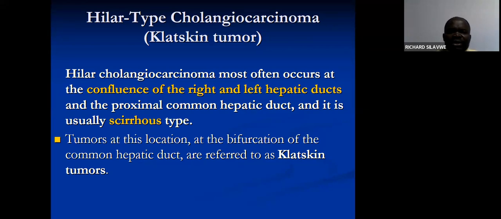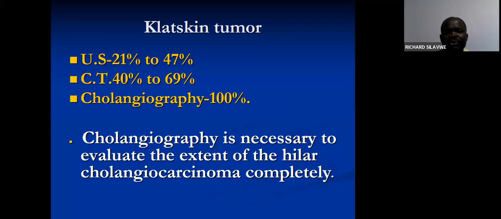So hilar cholangiocarcinoma most often occurs at the confluence of the right and left hepatic duct and the proximal common hepatic duct, and it is usually cirrhosis type. Tumors at this location, at the bifurcation of the common hepatic duct, are referred to as Klatskin tumors. So these are just statistics telling us about this type of tumor.